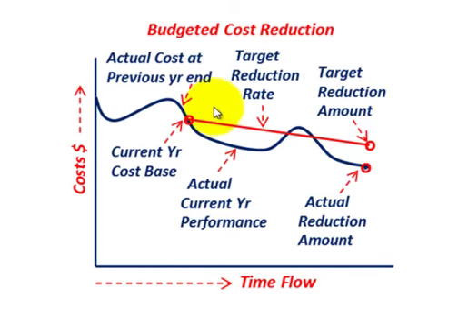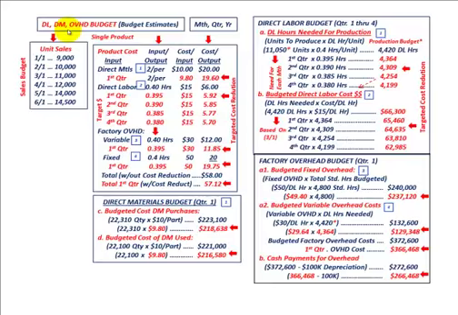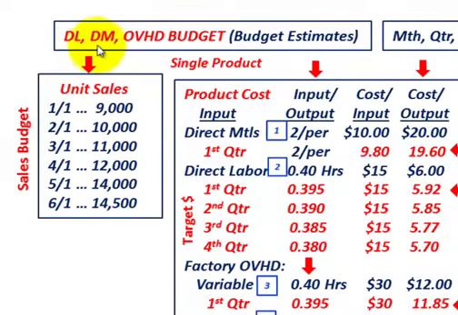So this targeted reduction rate is really based on those amounts, where they incorporated the reduction in your materials, your labor, and your overhead. Okay, so we'll continue on. Now we'll just be going over an example to see how we'd incorporate those cost reduction ideas into our direct labor, direct material, and overhead budgets. And again, these are based on budgeted estimates.